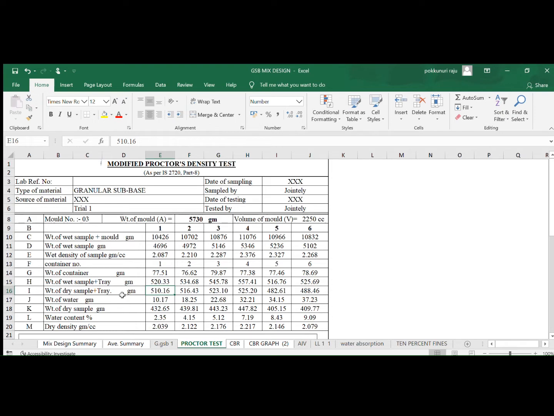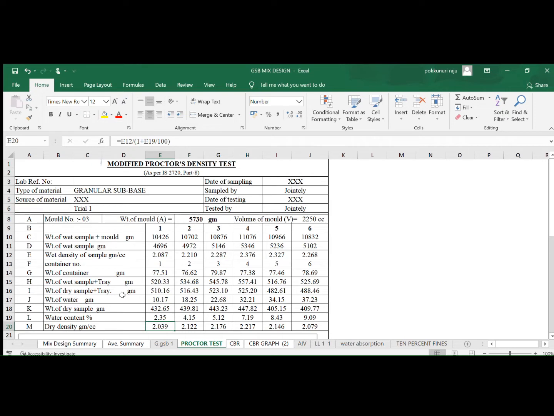Between wet and dry samples, the sample is kept in an oven at 104.5 degrees centigrade temperature for 24 hours to get the dry weight. Then the difference will give you the weight of water in grams. Weight of dry sample is 432, so water content will be 2.35, and then wet density divided by 1 plus water content will give you the dry density.